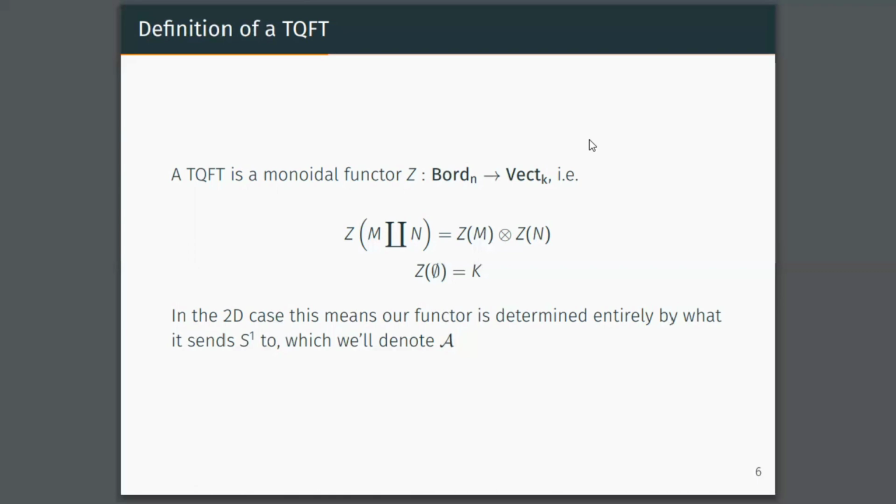And so for our 2D case, this means that this functor is exclusively determined by what we send the circle to, because everything else is products of circles and tensor products of the vector space. And so we'll denote the vector space we send the circle to just as A here for shorthand. And so the main interest here is what this can be.